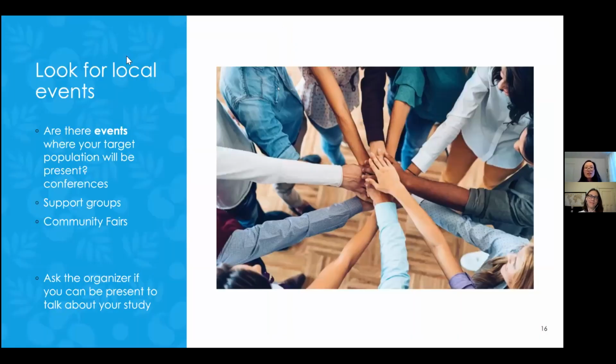So in terms of other places to recruit, it would be looking for local events. Where would your target population be present? Like conferences, support groups, community fairs. Again, ask the organizer if you can talk about your study, maybe have a kiosk there present to hand out flyers.